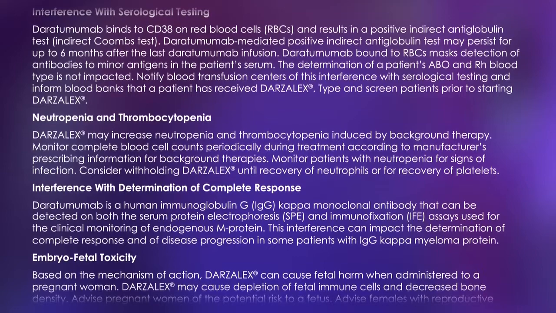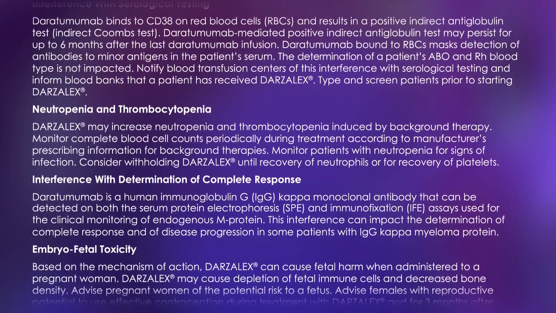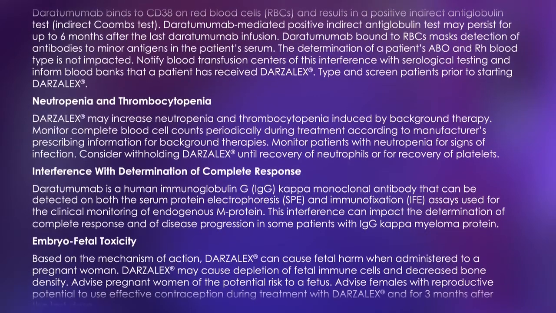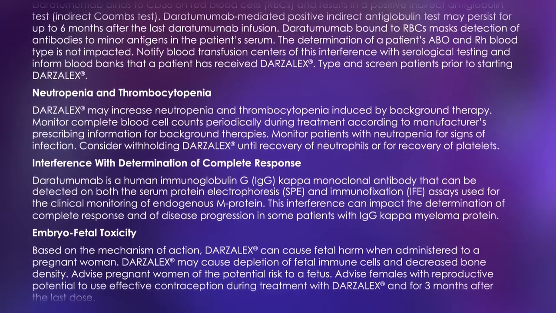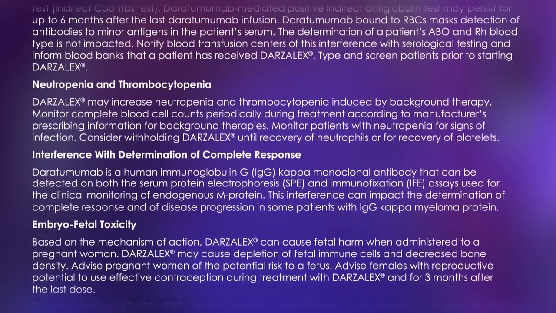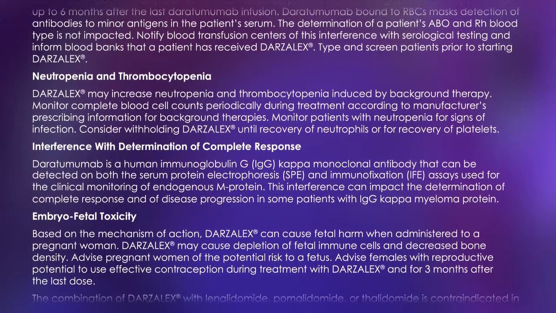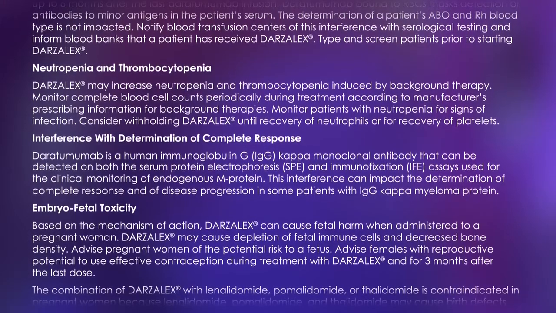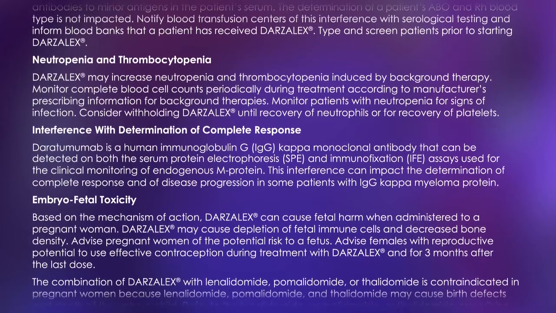Interference with determination of complete response. Daratumumab is a human immunoglobulin G IgG kappa monoclonal antibody that can be detected on both the serum protein electrophoresis, SPE, and immunofixation, IFE, assays used for the clinical monitoring of endogenous M protein. This interference can impact the determination of complete response and of disease progression in some patients with IgG kappa myeloma protein.